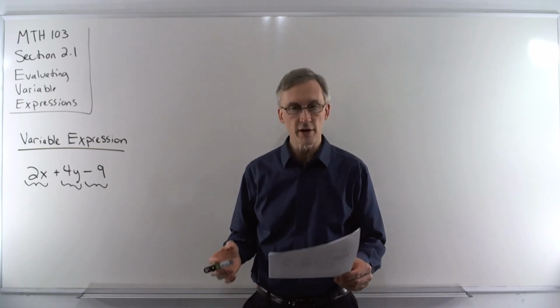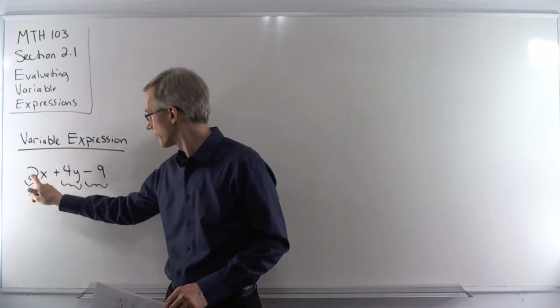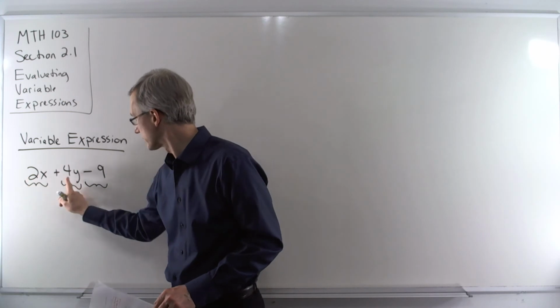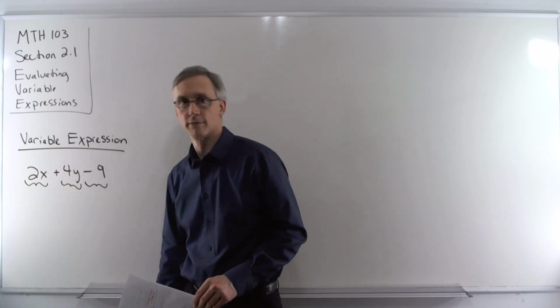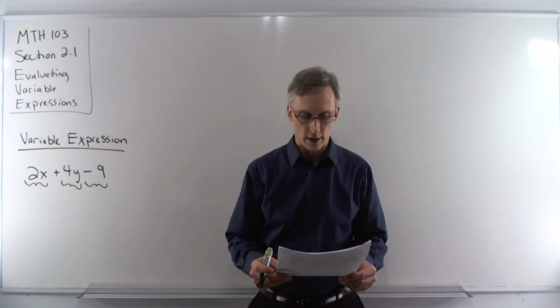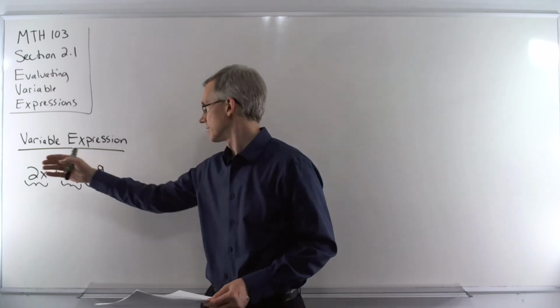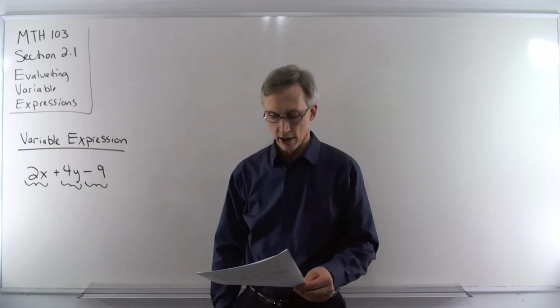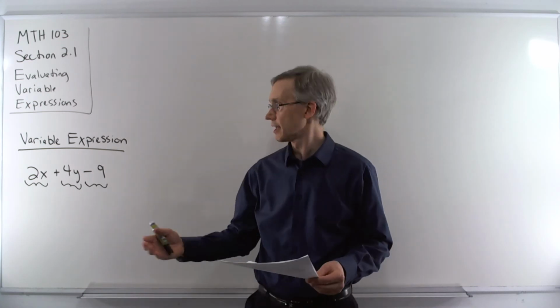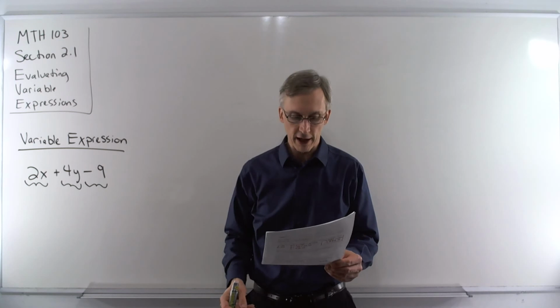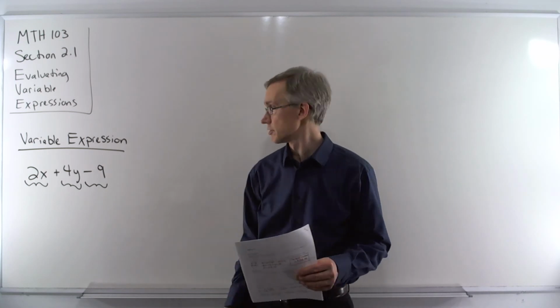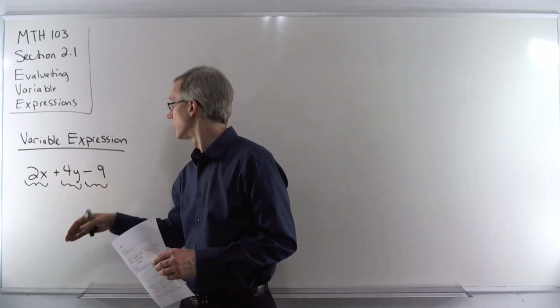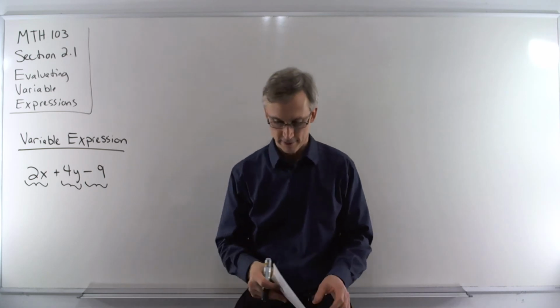Coefficient, the number in a term. So the coefficient in the first term is 2. The coefficient in the second term is 4. Algebraic expression, that's the entire collection of constants and variables and operations. So 2x plus 4y minus 9 is a variable expression. Evaluate means to find the value of an expression. So if we knew the values of x and y, we could plug them in and find the value.